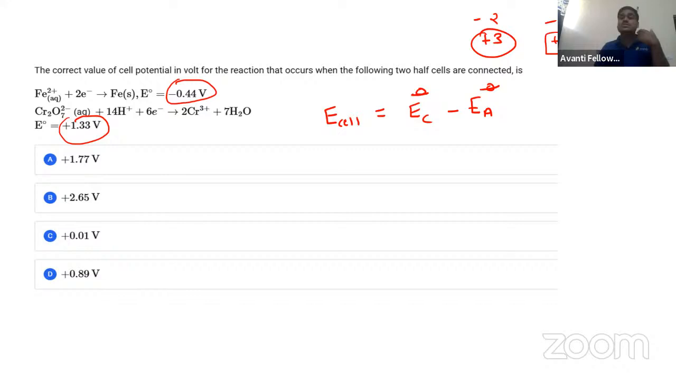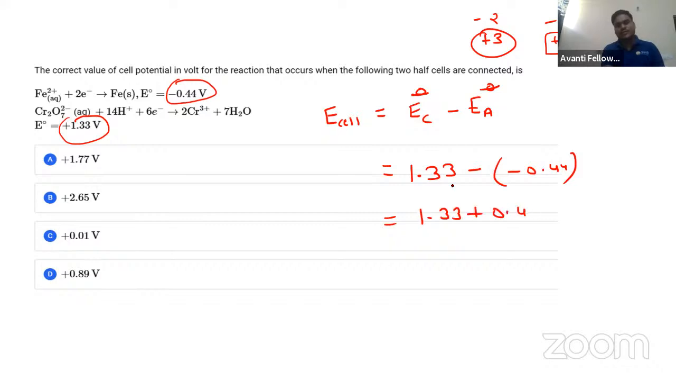So the value which is more, we always take it as the cathode, and consider the other value as the anode. So here the EMF of the cathode will be 1.33. So this is 1.33 minus minus 0.44, so the value comes out to be 1.33 plus 0.44, which is 1.77 volt. Option A, absolutely correct, beta. So option A is absolutely correct.